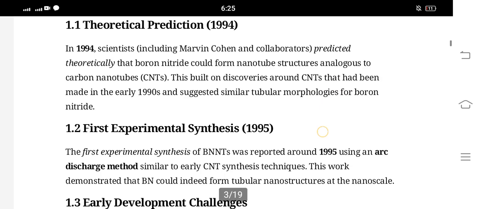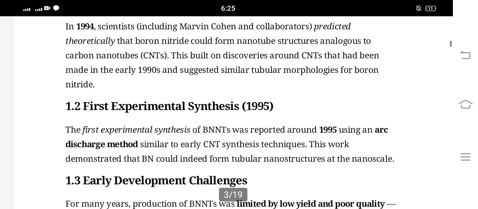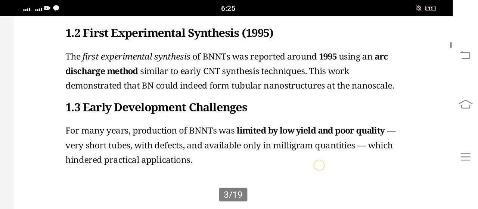In 1995, the theoretical prediction was confirmed experimentally. Researchers successfully synthesized boron nitride nanotubes using the arc discharge method, which involved generating a high-temperature electric arc between boron-containing electrodes in a nitrogen-rich atmosphere. This experiment proved that boron nitride could indeed exist in nanotube form.